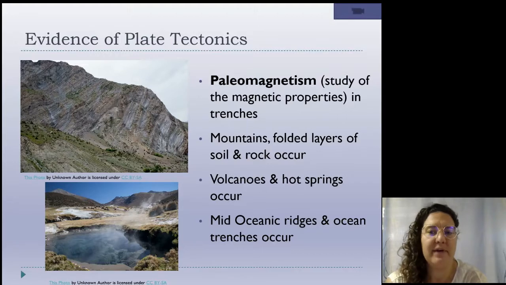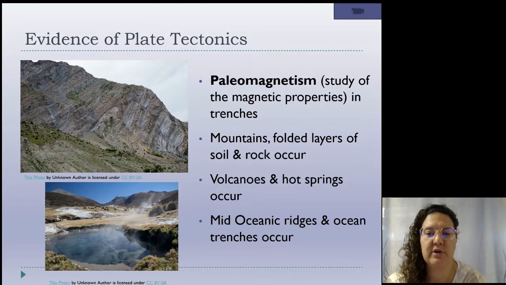So to look at some evidence of plate tectonics, one of the things we can look at is paleomagnetism, the study of the magnetic properties in trenches. So when we look at deep ocean trenches, what are the different magnetic properties there? We can look at mountains, which are where there are folded layers of soil and rock. So you can see in this mountain picture that the layers of rock almost go vertically instead of horizontally, as they would be deposited over time.